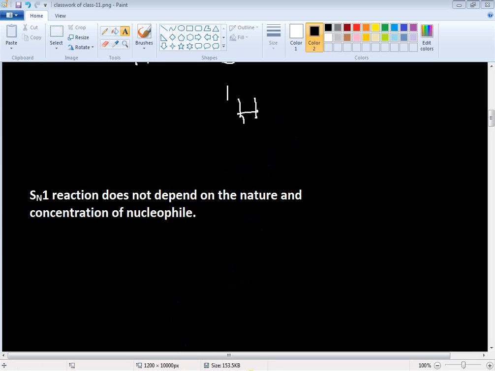Look, this is SN1 reaction. Which one is the rate determining step, the first step or the second step? The first step is the rate determining step. Why? Because it is the slower step. The slow step determines the rate of reaction.